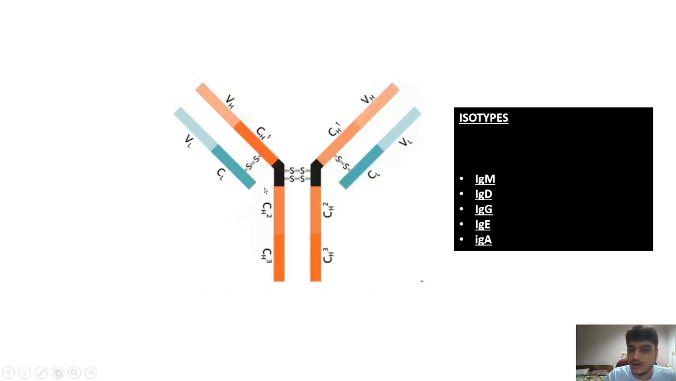And ultimately you get different affinities of antigens on the same isotype. For example, an IgM might have a different variable region, and another IgM might have a different variable region. So the same class of antibodies can have different affinities due to class switching.